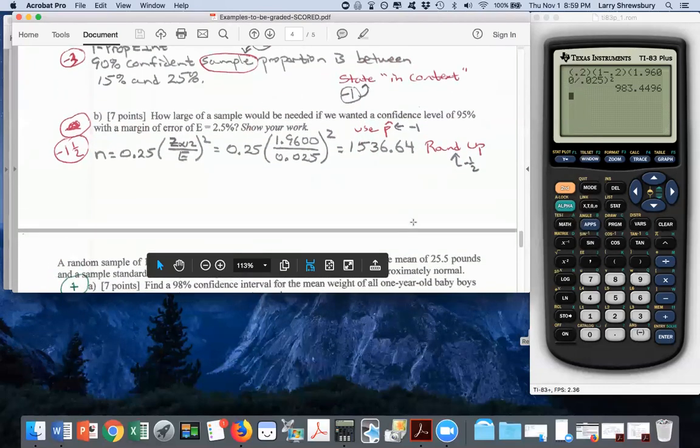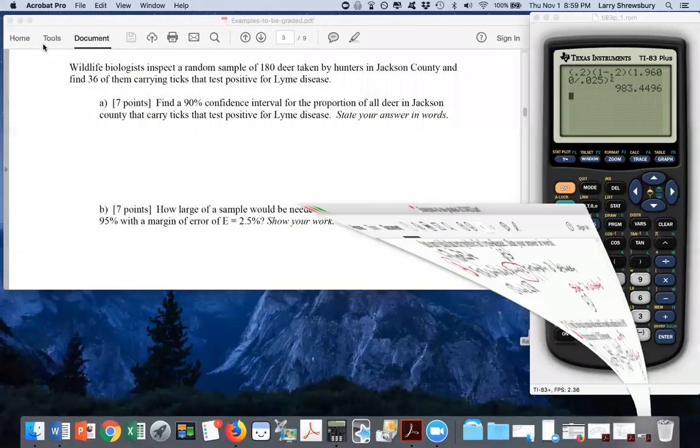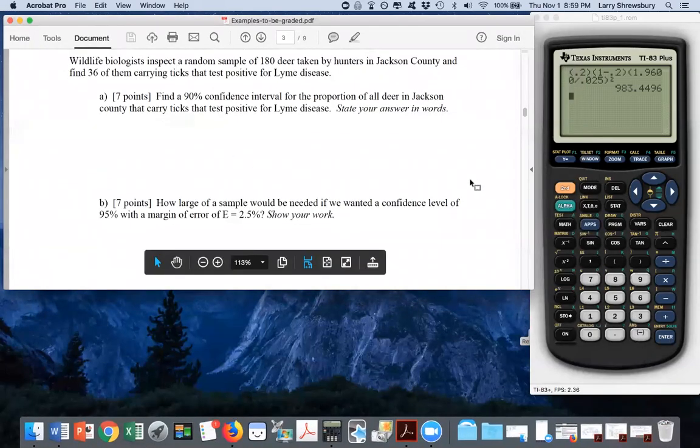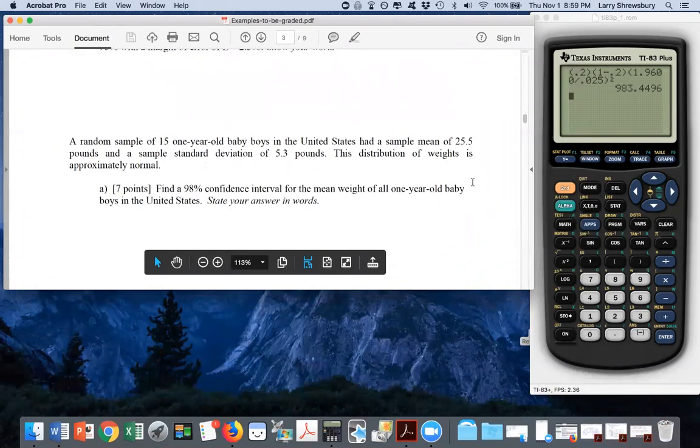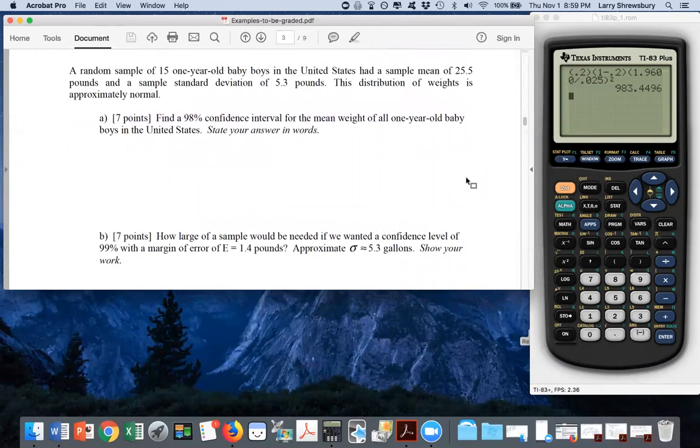All right. Oh, we got one more problem here for you to practice with. All right, a random sample of 15 one-year-old baby boys in the United States had a sample mean of 25.5 pounds and a sample standard deviation of 5.3 pounds. This distribution of weights is approximately normal.